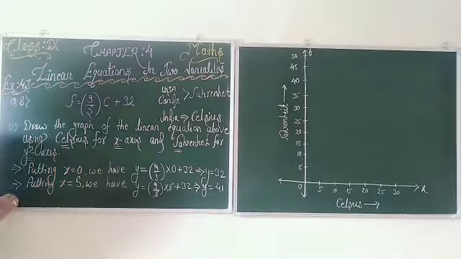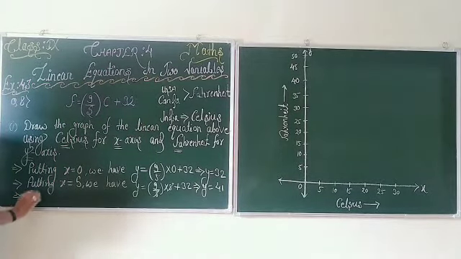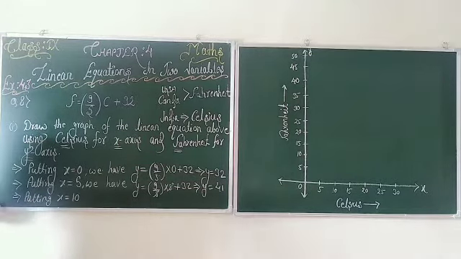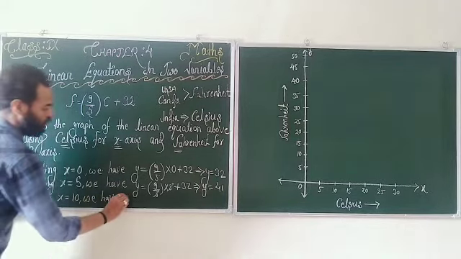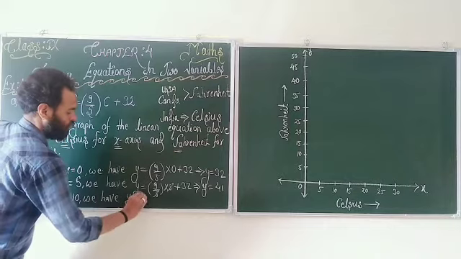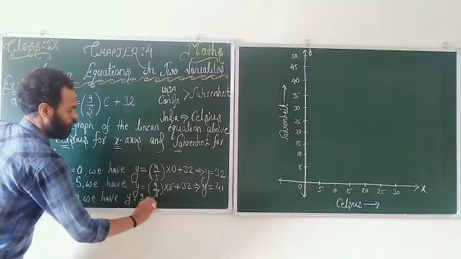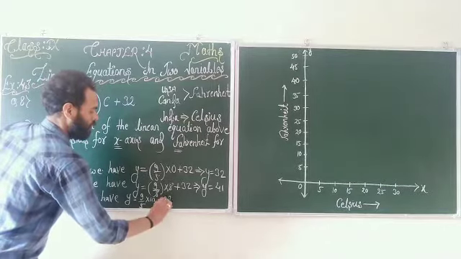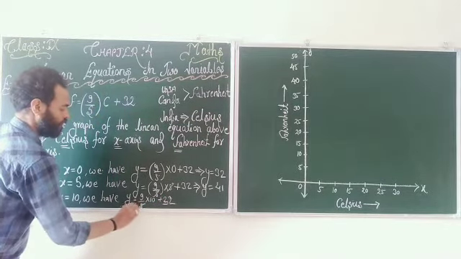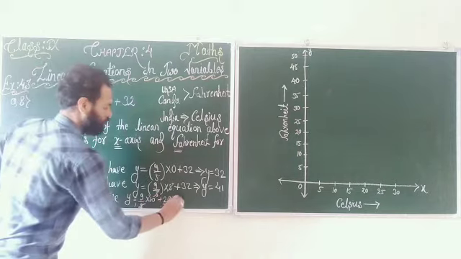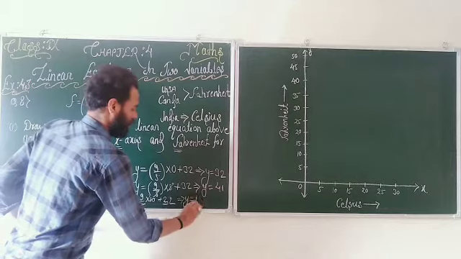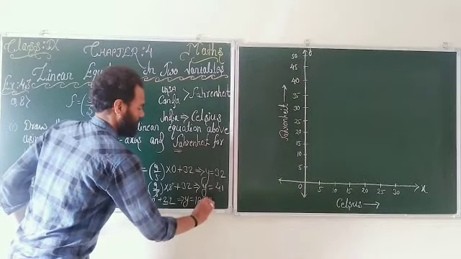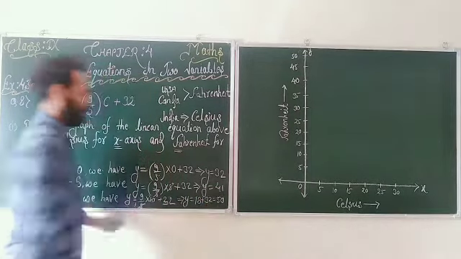And if we put x equal to 10, we have y is equal to 9/5 into 10 plus 32. So here 5 goes into 10 twice, so we get y is equal to 18 plus 32, that is 50. So y is equal to 50.